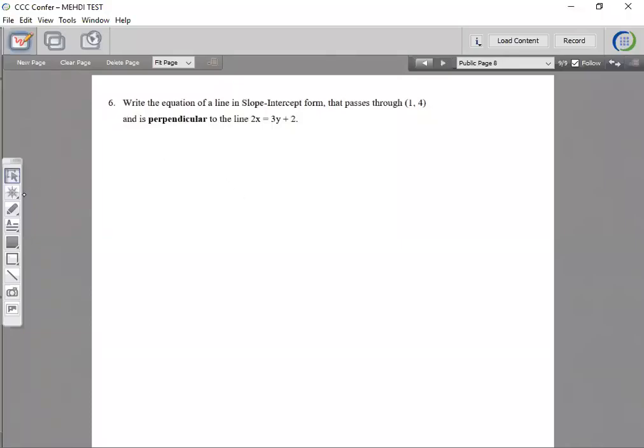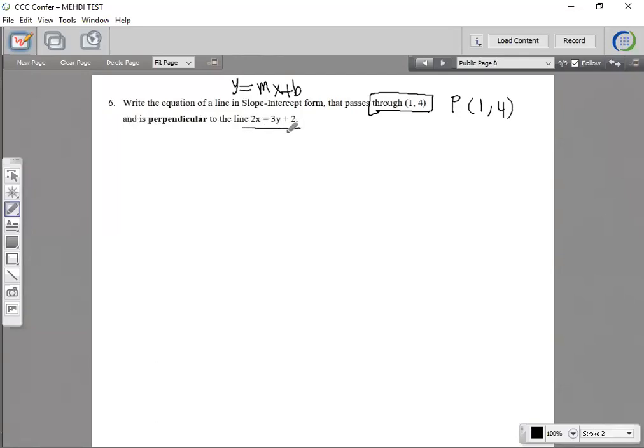Okay, here it says to write the equation of a line in slope-intercept form. So what's the slope-intercept form? Y is equal to mx plus b. That's the slope-intercept form. The line passes through this point here. Okay? So we know a point already. And it is perpendicular to this line. So they're not giving you the slope, however, they give you a reference line.